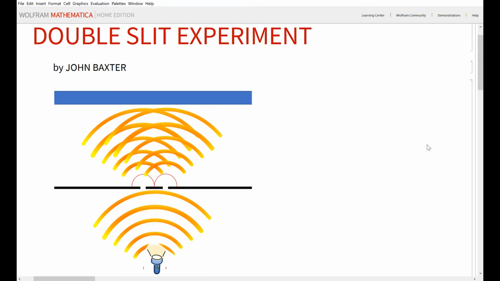Very famous experiment, very widely known. Many physics enthusiasts know about this experiment. So I'm not going to go into great detail about the experiment itself.